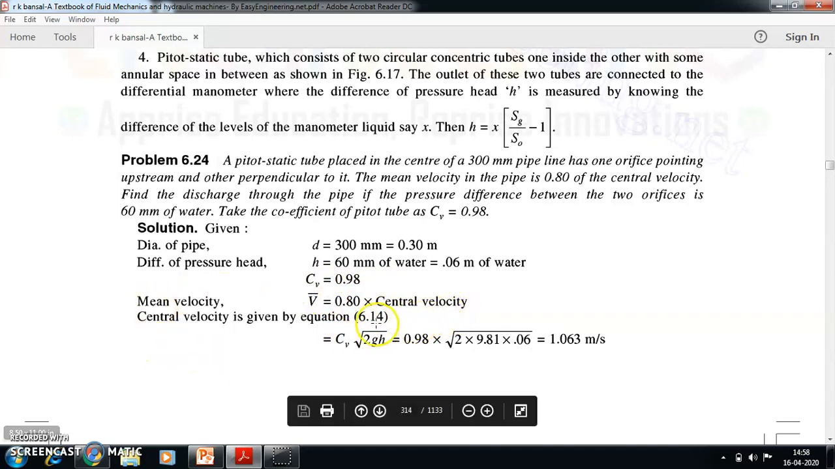So what is the central velocity? How to find it? You have to go for the Pitot tube equation, where your velocity at the center is equal to Cv into root of 2gh. The h value you know. The Cv value is also given to you, 0.98. If you substitute, you will get the value of the central velocity, which is 1.063 meter per second.